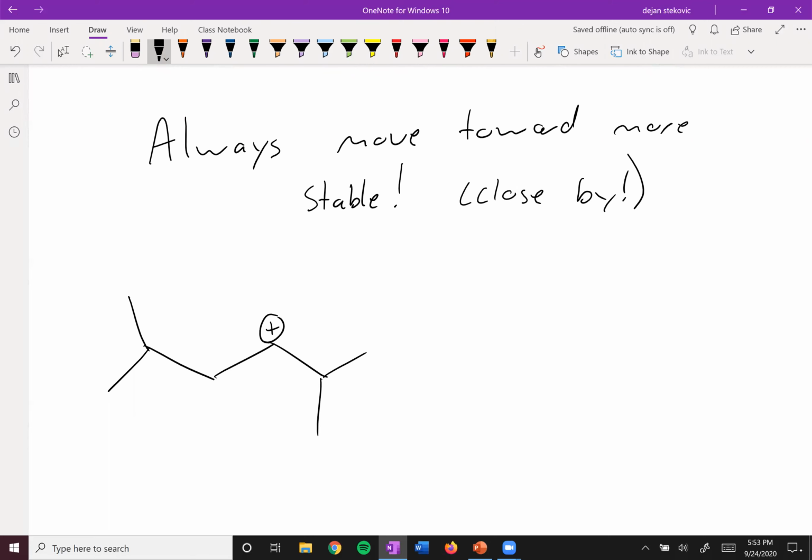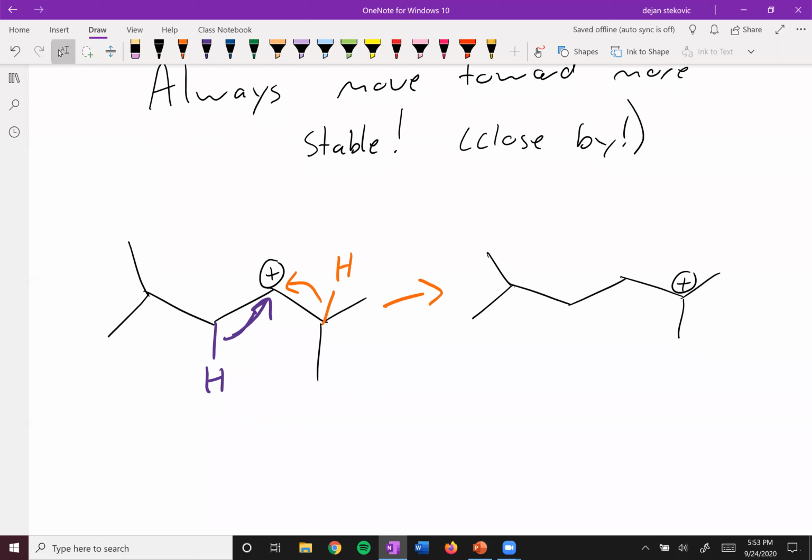So for example, in this compound, we have this positive charge, and then we can think of 2 different shifts occurring. We could think about this shift occurring, or this shift occurring. If we think about where our carbocation is going to end up, the orange one is going to be more likely, because it will result in the more stable carbocation. The other shift is going to be much less likely.